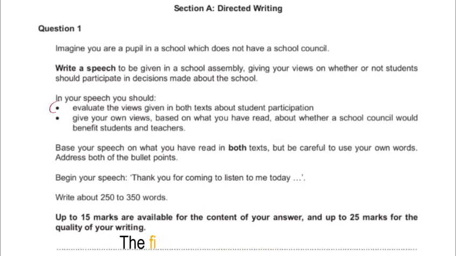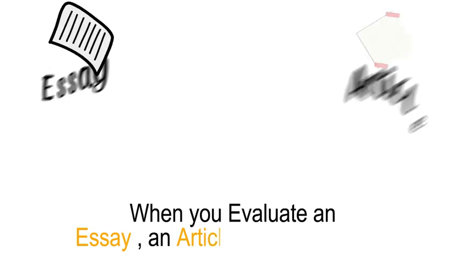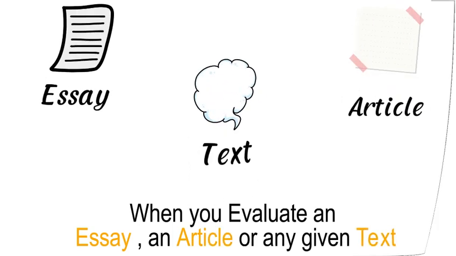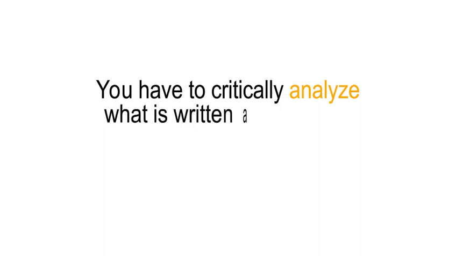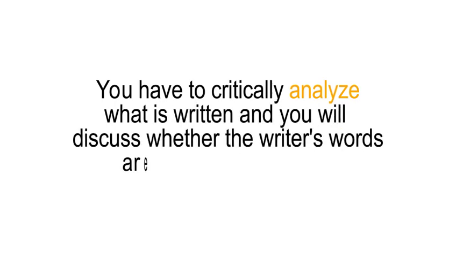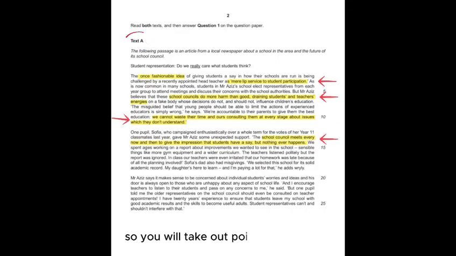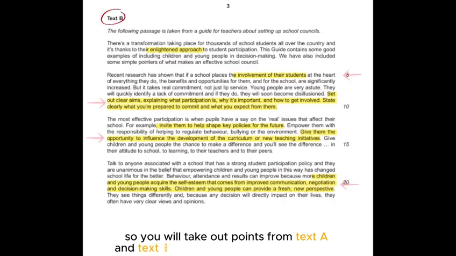The first bullet point is asking you to evaluate the views given in both texts. What does evaluation mean? When you evaluate an essay, an article, or any given text, you have to critically analyze what is written and you will discuss whether the writer's words are justifying his opinion. So you will take out points from text A and text B and then critically analyze them.